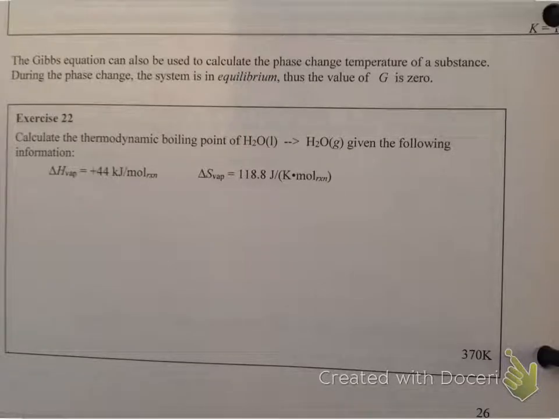Alright, here's another one. The Gibbs equation can also be used to calculate the phase change temperature of a substance. During a phase change, the system is in equilibrium, so the delta G is going to be 0. So it's asking us to calculate the thermodynamic boiling point, which is the temperature, given the information below. If it's boiling point, key word, boiling point tells us we are at equilibrium, right? We're in equilibrium, and delta G equals 0.